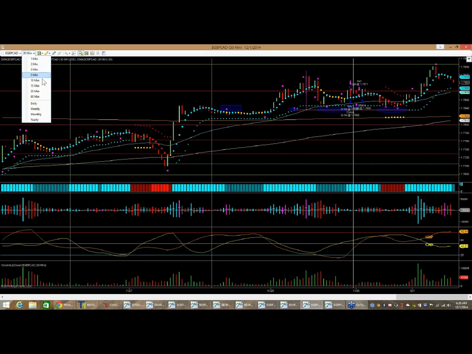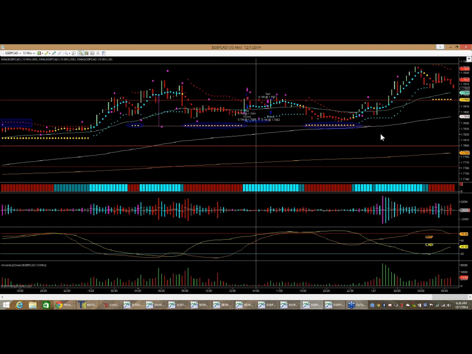So moving averages are great if you know how to use them properly. I like to use them to just identify and line up with my levels, because when they line up with my levels, then I know for a fact that I have something that no one out there has.